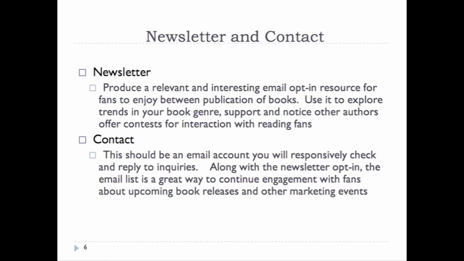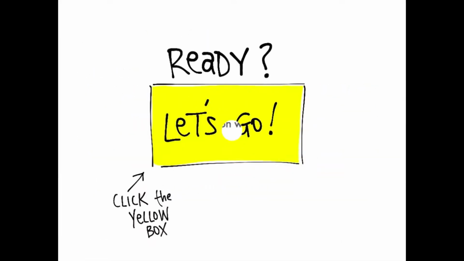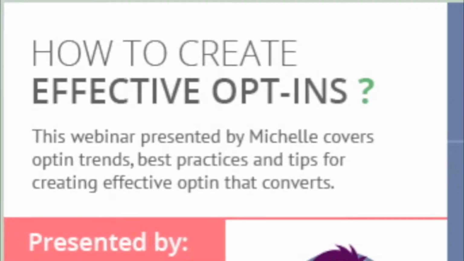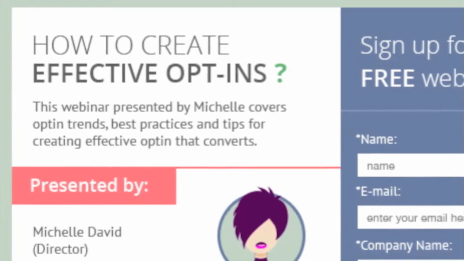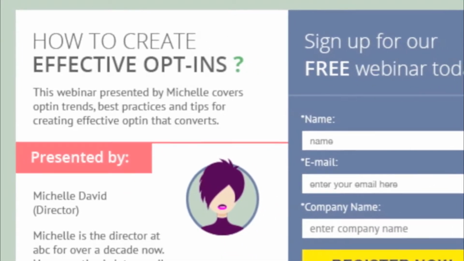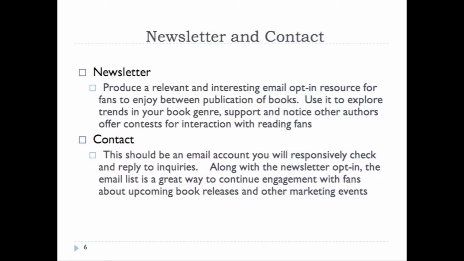But you want to do this with an opt-in feature to give you a name and email contact, so that you can engage with them when the next book is ready to come out, that you can market to your current fans when the next book is going to become available. One way to do that is by staying in constant communication with your fans.